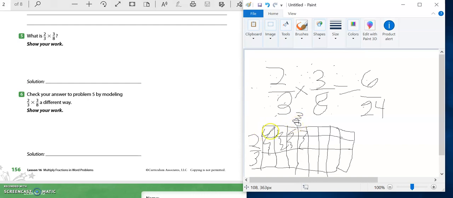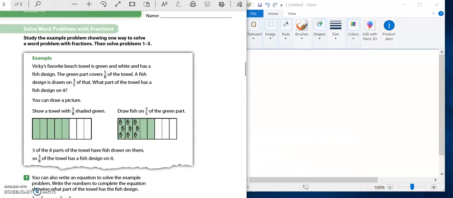I've shaded in 1, 2, 3 out of 8. I'm sorry, this should not be shaded in, just this 1, 2, 3 out of 8. So I'm going to actually erase the 4th one. Got a little too happy with that, so I'm just going to erase that. Okay, and so this shows 1, 2, 3, 4, 5, 6 out of a total of 24 boxes. So you have 6 out of 24.